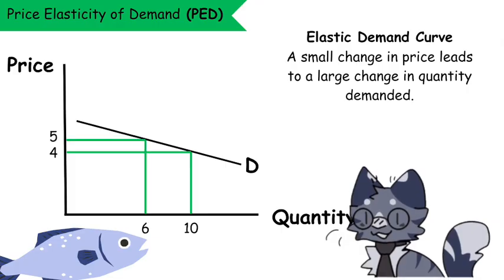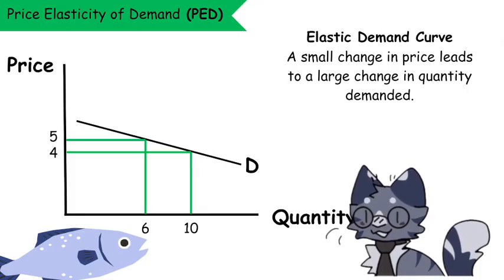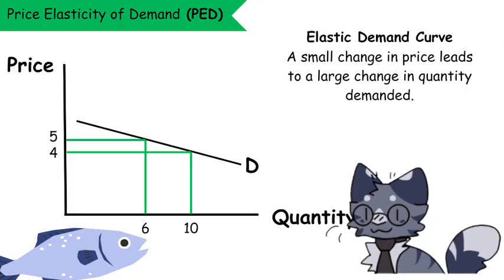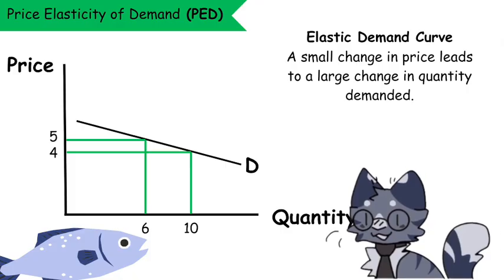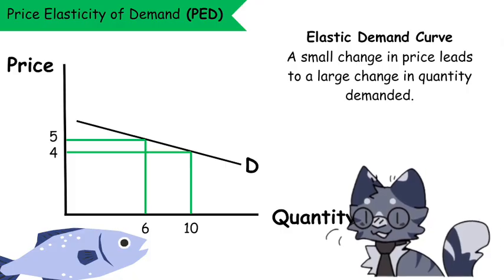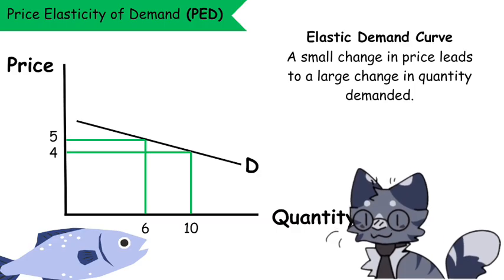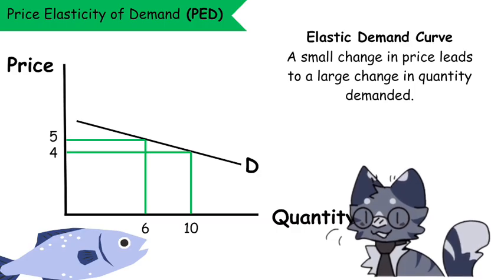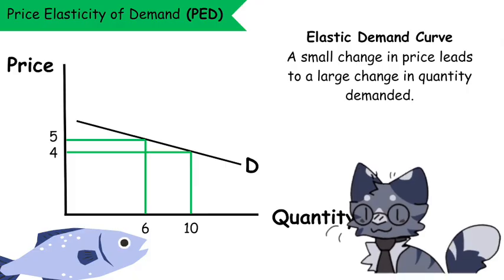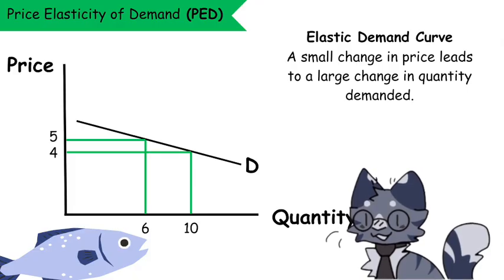All right, so now the price has risen to $5, just by 1 unit, but the quantity demanded has decreased pretty substantially, down to 6 units from 10. Even though the change in price is really small, the quantity demanded has changed by a lot, more than the last one. So that means that this graph has an elastic PED. So I hope you have a better idea of how elasticity works.